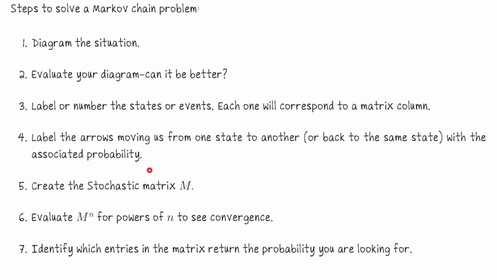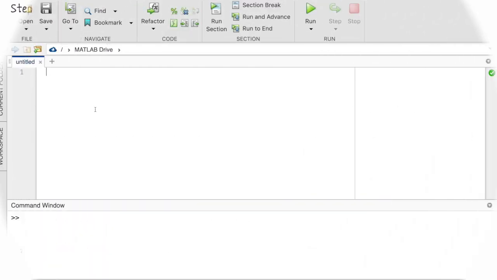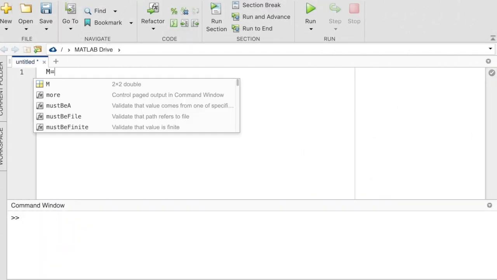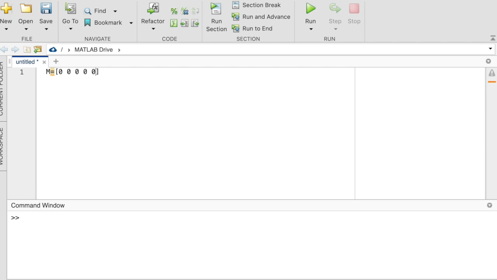So we've labeled the arrows, we created the matrix. Now we're going to set this matrix up in Matlab and then evaluate powers of it. And then we'll figure out which of the entries we need to be looking at. Okay, here we are in Matlab. So let's copy in that matrix that we created. The first row is all 0. You never return to that starting block. And then we have 0.5, 0.5, 0, 0, 0, 0. 0, 0.5, 0, 1, 0, 0. 0, 0, 0.5, 0, 1, 0. And then 0, 0, 0.5, 0, 0, 1.